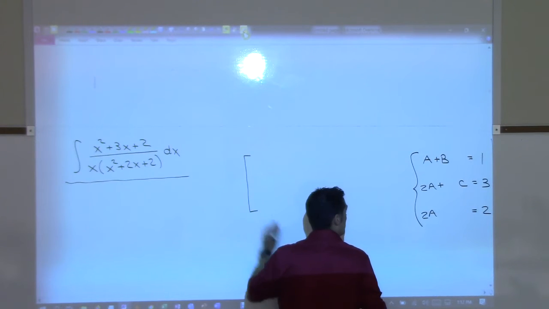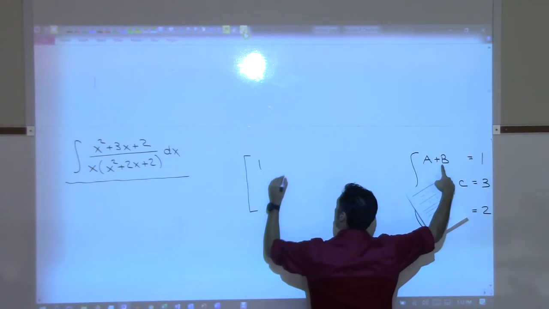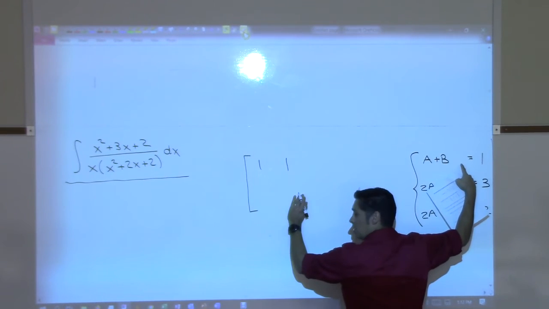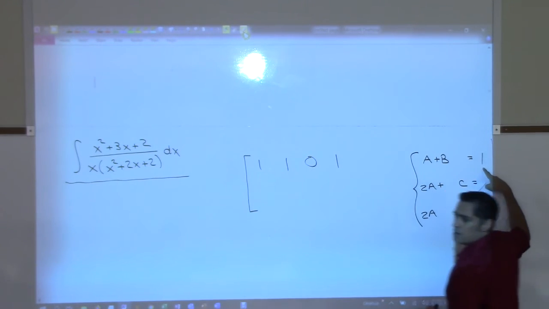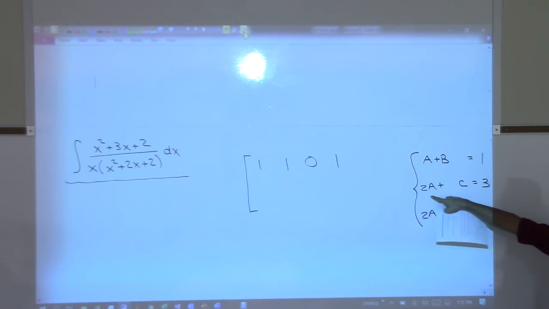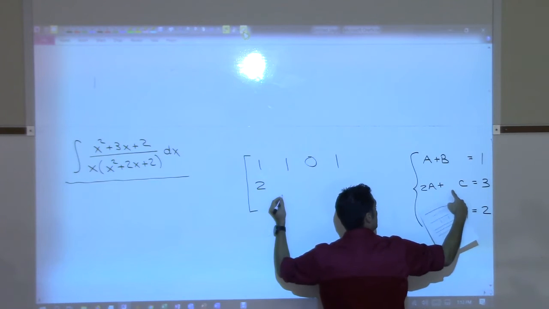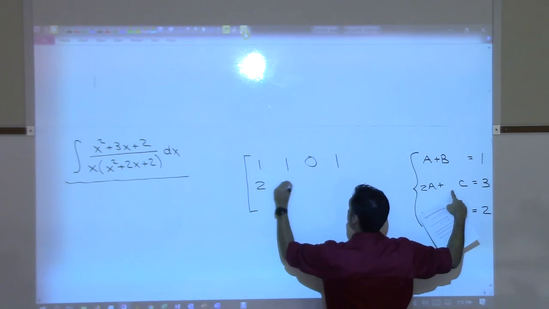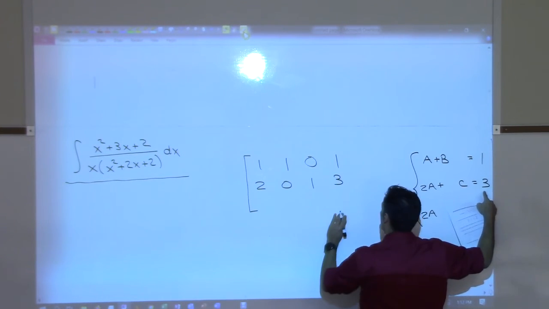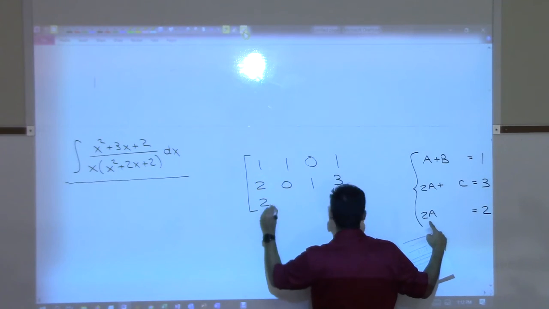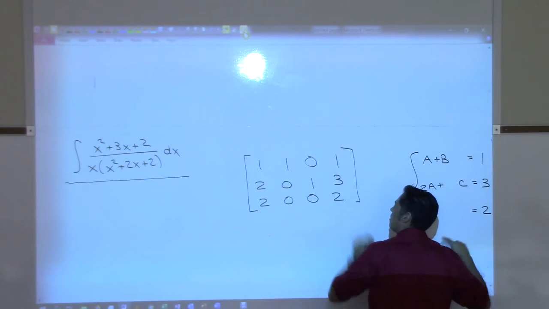So we're going to turn this into the augmented matrix first. For us, the augmented matrix would be the coefficient on A, which is 1, the coefficient on B, which is 1, the coefficient on C, well, there is no C, so 0, and then the number, 1. Okay, so that's the first row. And now we do the second row. We're going to have the coefficient on A, which is 2, coefficient on B, 0, coefficient on C, 1, and then the 3. And then finally, 2, 0, 0, 2. Okay, so that's our augmented matrix.